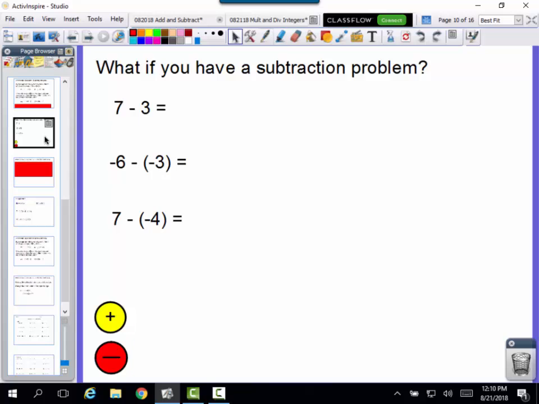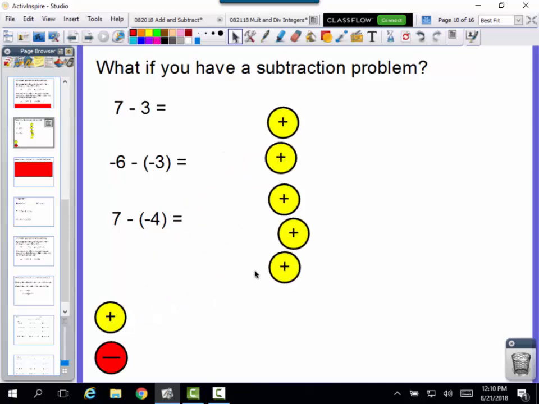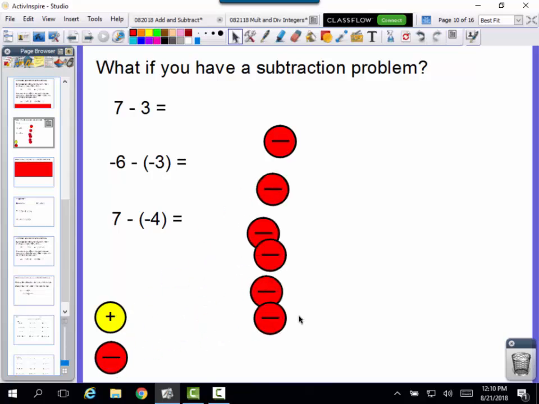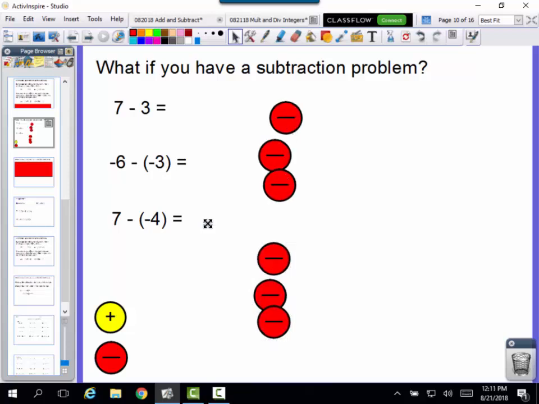Subtraction is another unique situation. So when we look at this first one, 7 minus 3, that means I have 7 positives and it says I need to take away 3 of these. Okay, so if I were to take away 3 of these and throw them away, we would end up with an answer of 4, and it's a positive 4. It works the same if we have negatives. In this next one, I've got 6 negatives. And it says that I need to take away 3 of them. So if I take away 3 of them here and throw them away, I end up with a negative 3 as my answer.